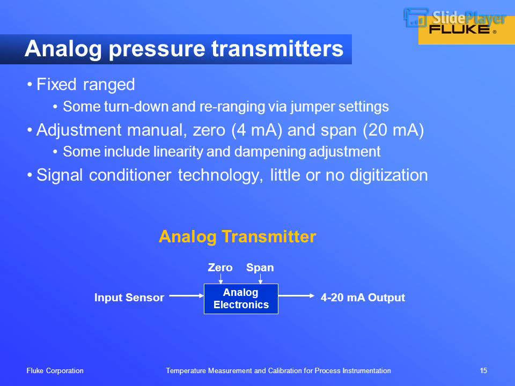Analog pressure transmitters. Fixed range, with some turn down and re-ranging via jumper settings. Adjustment is manual: zero, 4 mA, and span, 20 mA. Some include linearity and dampening adjustment. Signal conditioner technology, with little or no digitization. Analog electronics convert the input sensor signal to a 4 to 20 mA output.